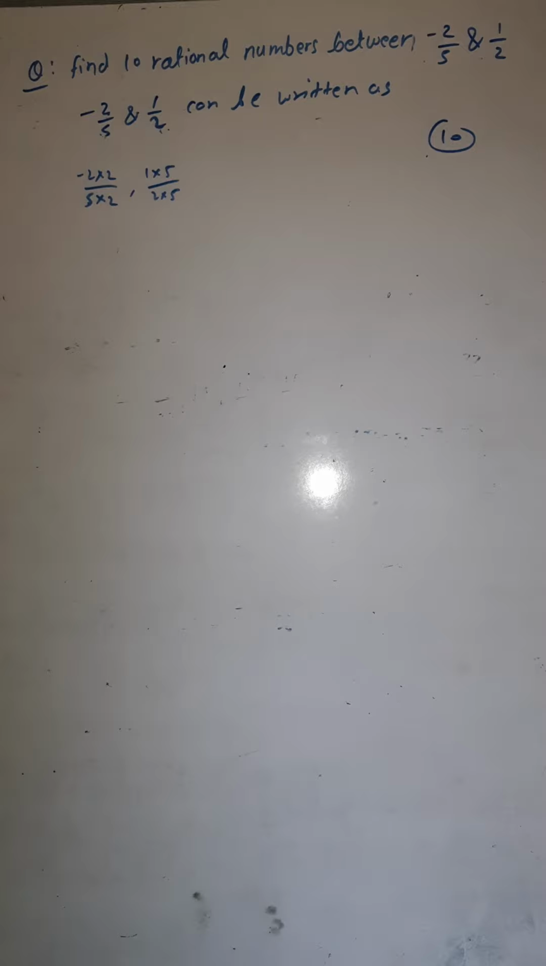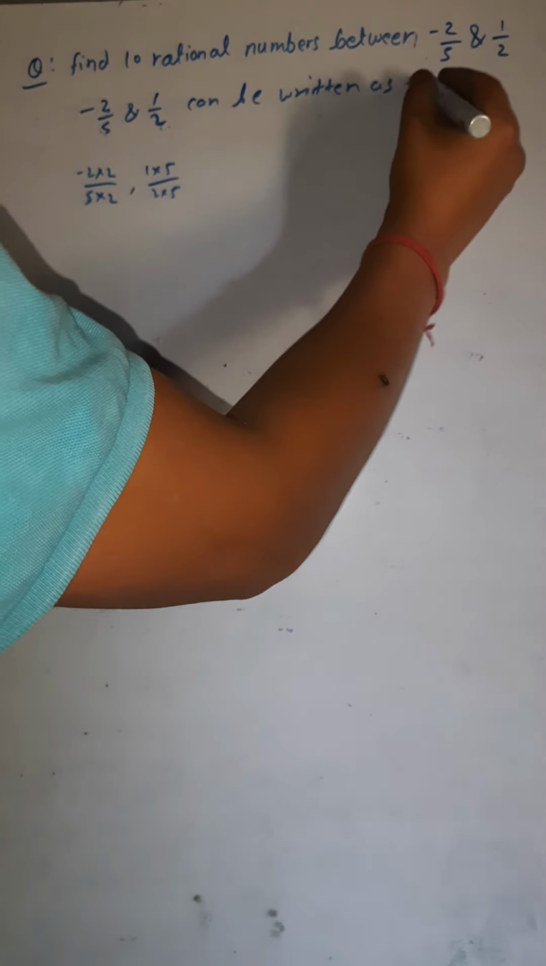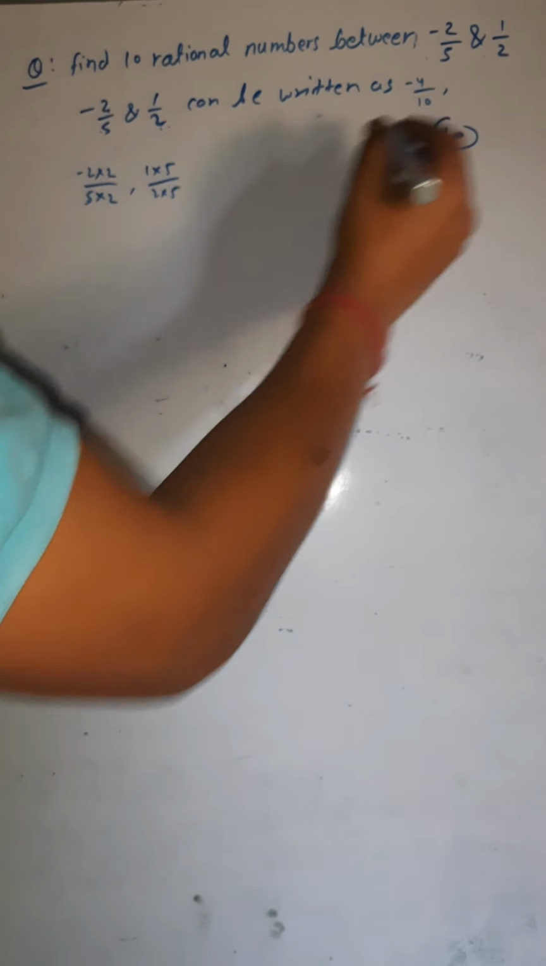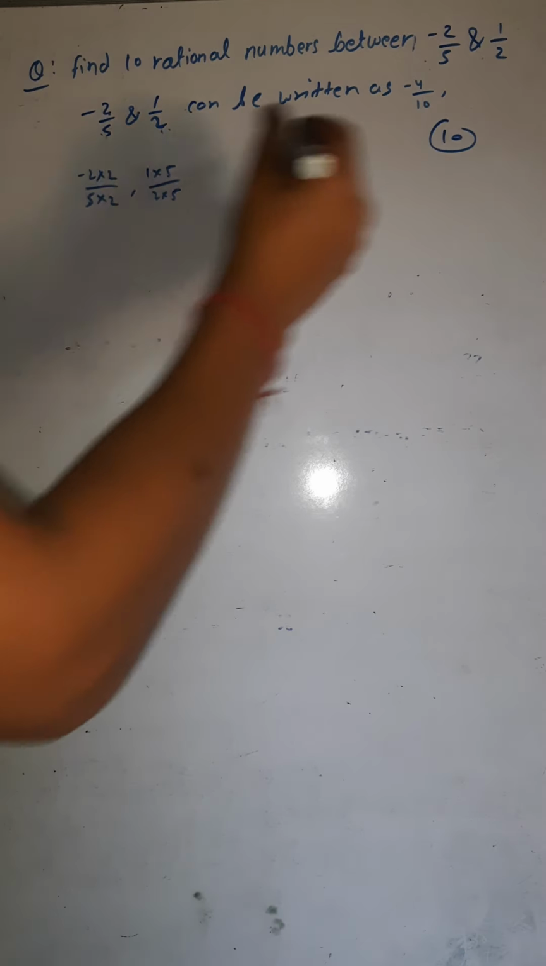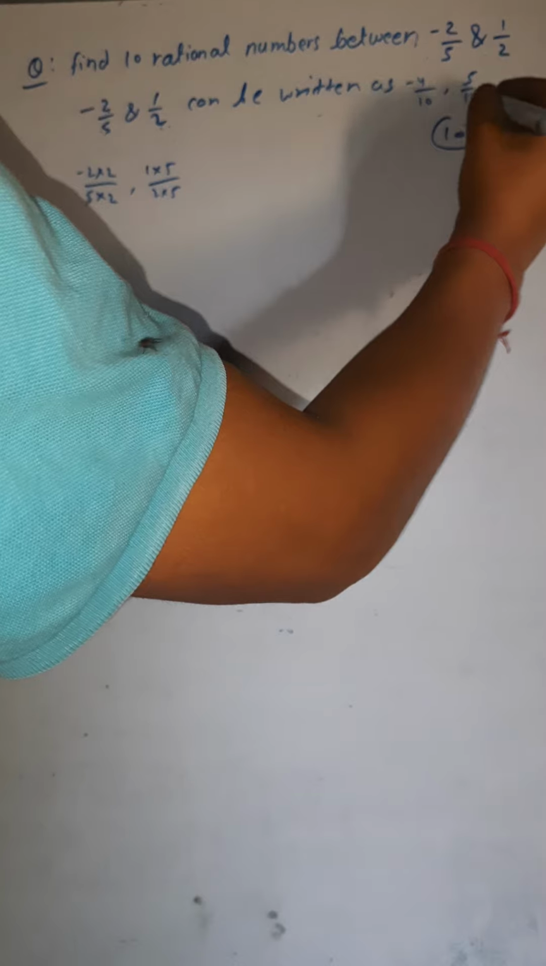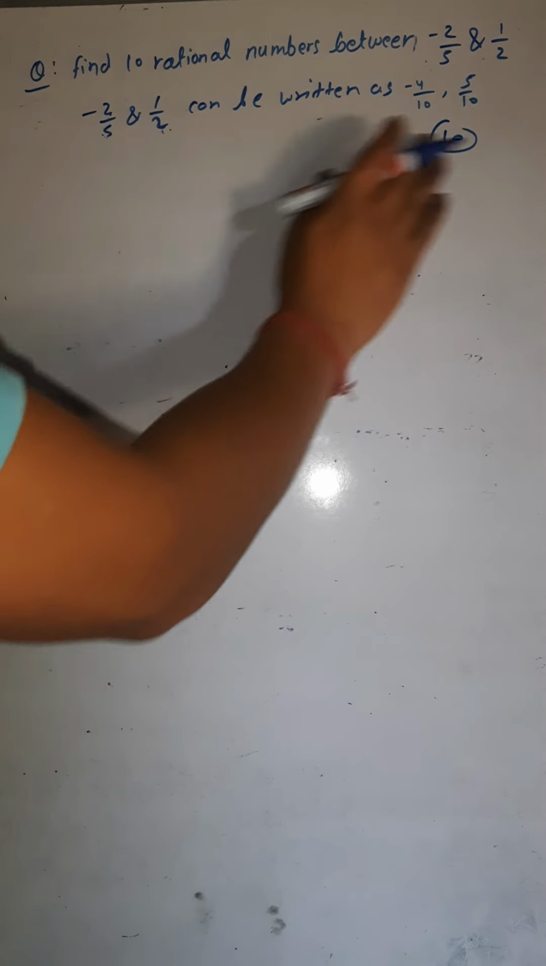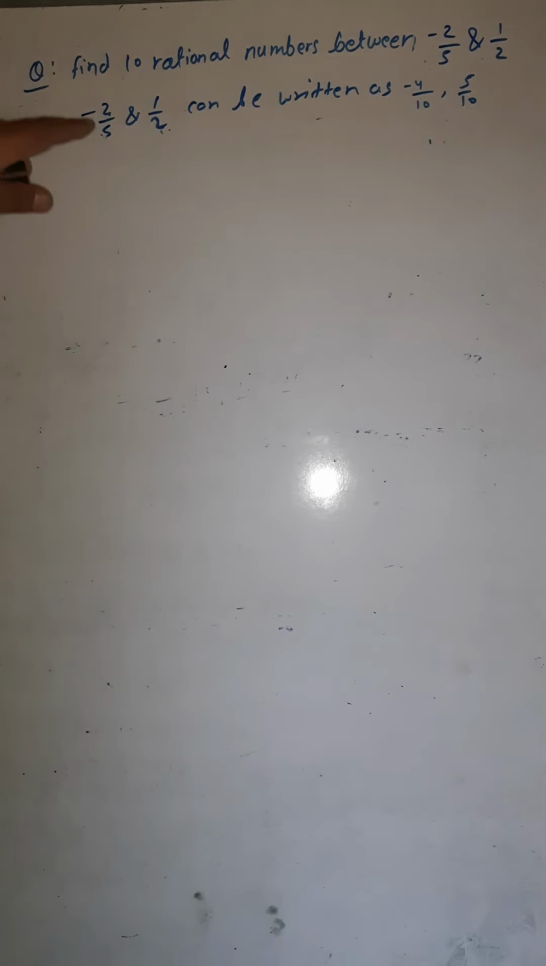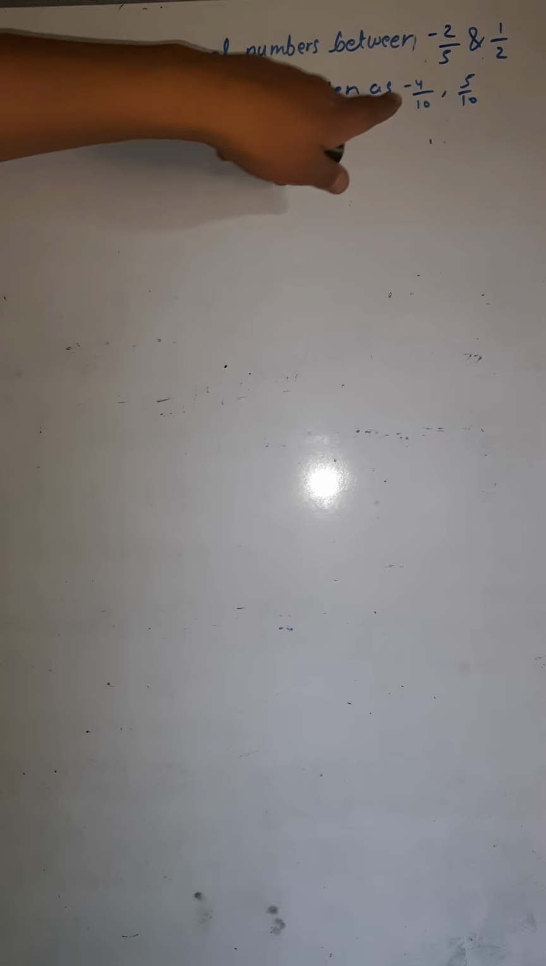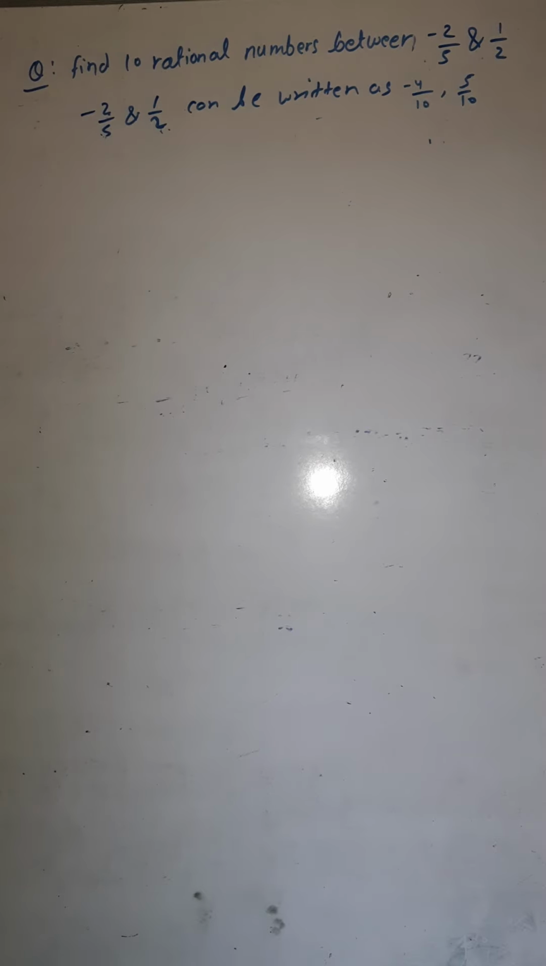So this would be what? Minus 4 by 10. Here I am writing minus 4 by 10, comma, 5 ones are 5, so 5 by 10. Let me erase this all now. Okay. So here I have written minus 2 by 5 and 1 by 2 can be written as this, comma, this. Okay. Now what to do?